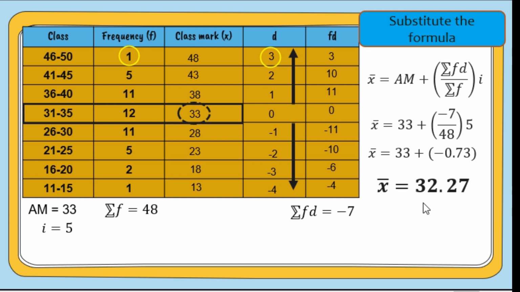So if you're going to use the long method or the coded deviation, you will still get the same result. So it's up to you what method is easier for you.